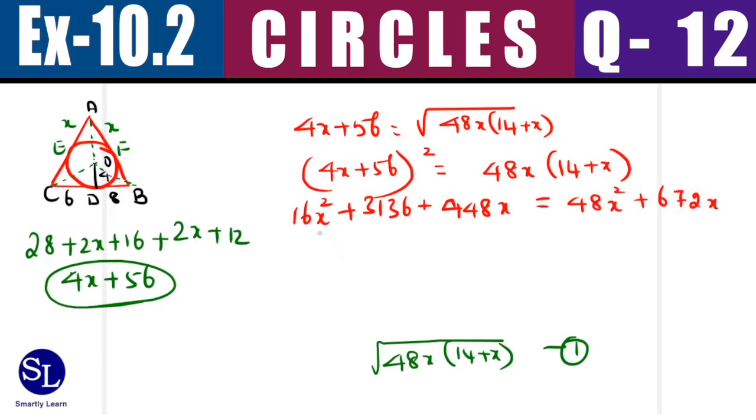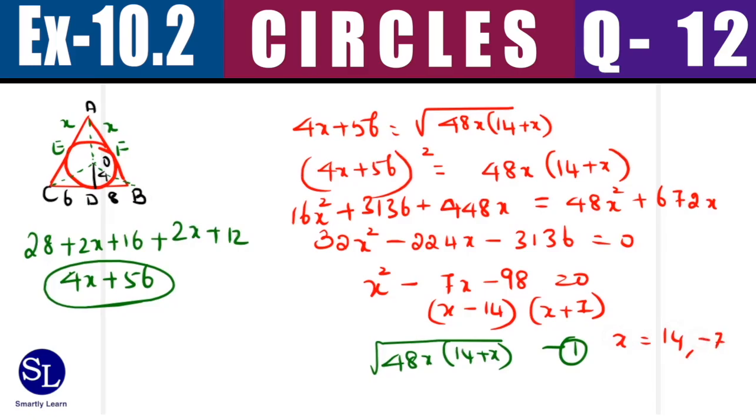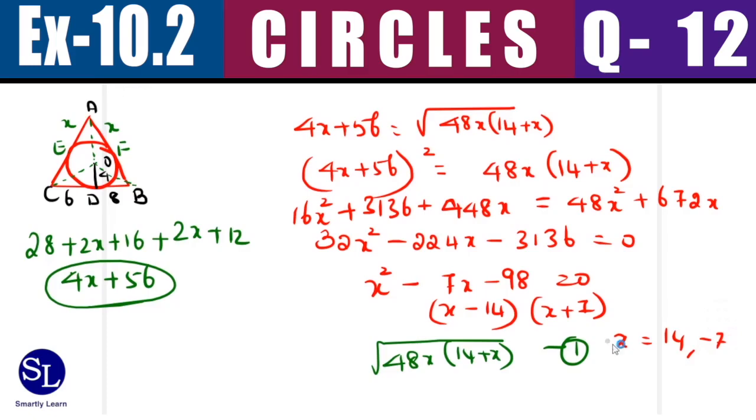Reorganize everything in one part. So it will be 32x squared minus 224x minus 3136 is equal to 0. I'm going to divide the whole expression by 32. So you'll get x squared minus 7x minus 98 is equal to 0. When you split the middle term, this can be broken as 14 into 7 is 98. So you're going to get x minus 14 into x plus 7. So x will be equal to 14 or minus 7. x cannot be negative because we are referring to a side of the triangle. So we will simply discard the value of minus 7 and take the value of x as 14.